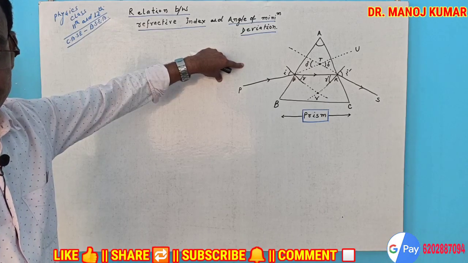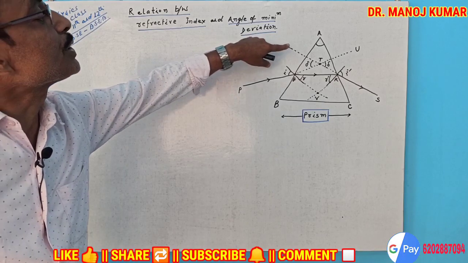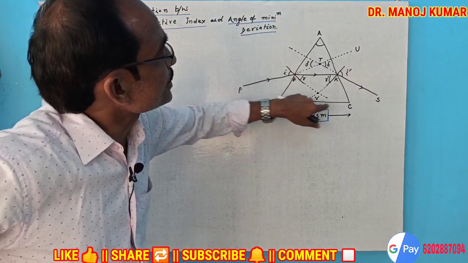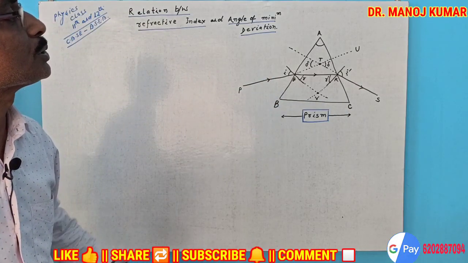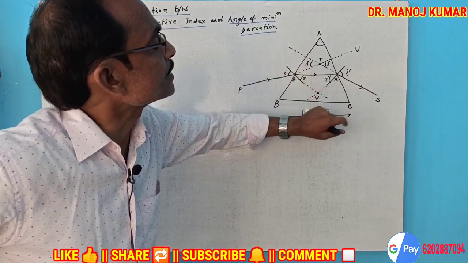At first we have to study the prism. Here ABC is a prism whose angle is BAC.